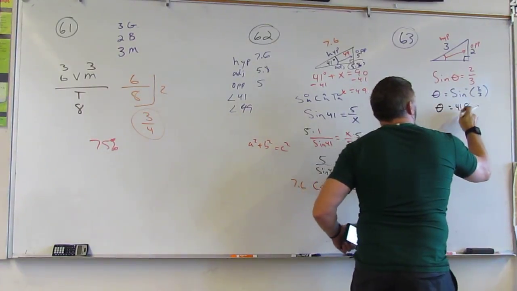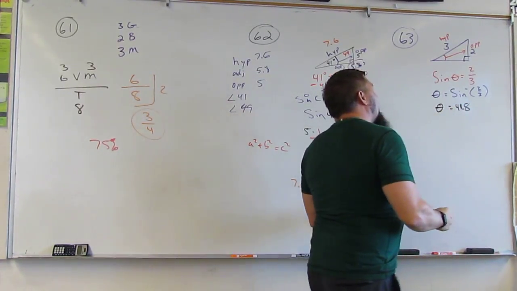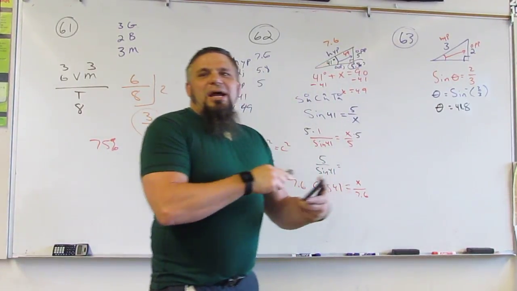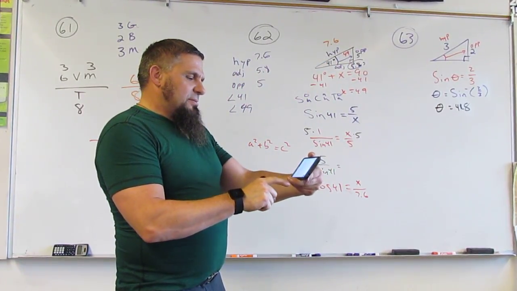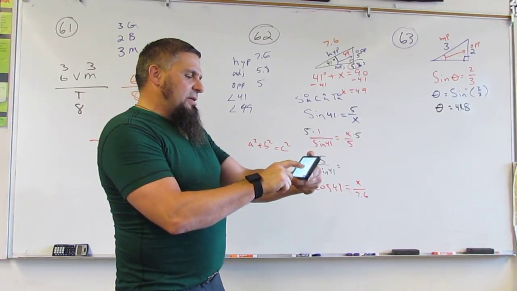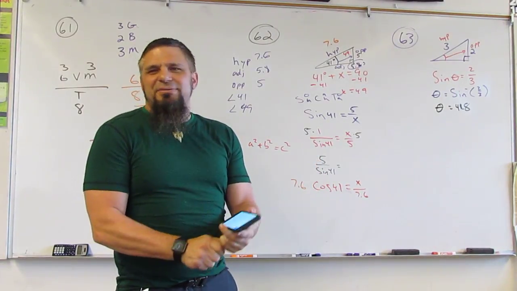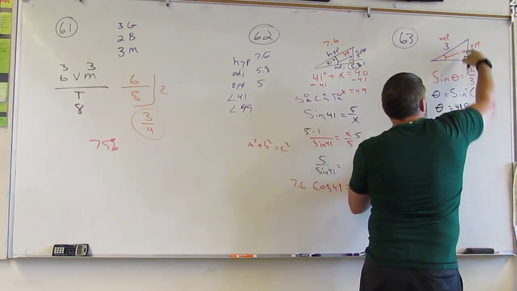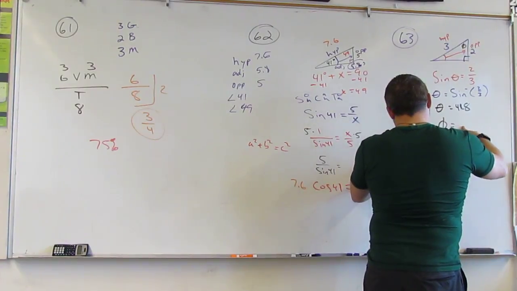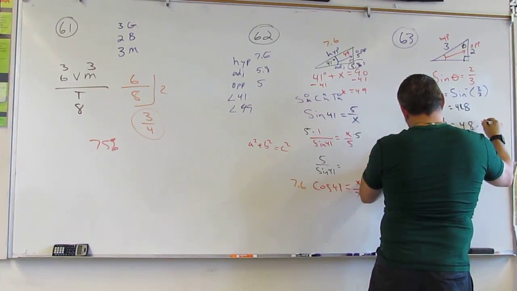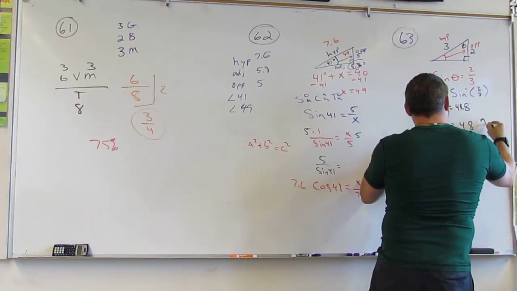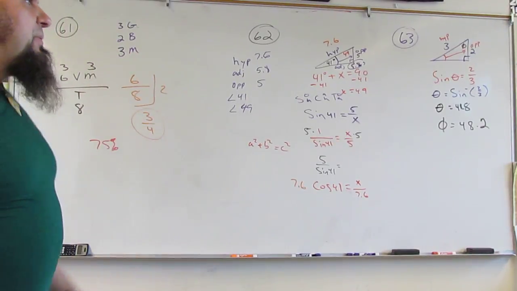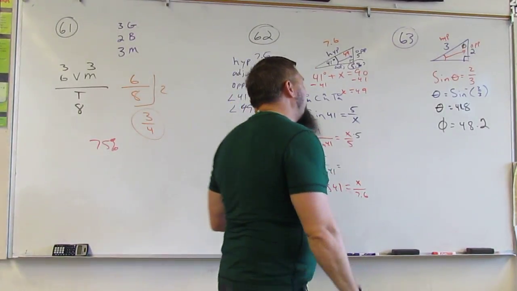And the beauty of it is, subtract 90 from that. It comes up negative, but we just make it positive. And that means that phi, this angle, will be 48.18, so 48.2. See what I'm saying? So now we just have to find one more side.